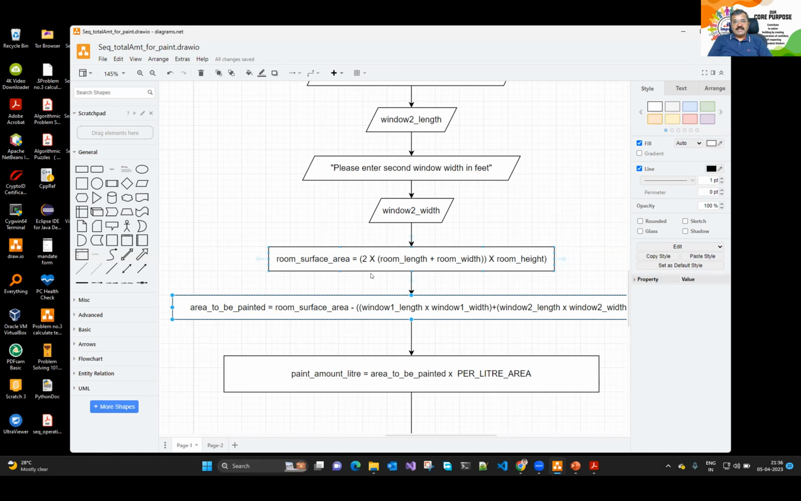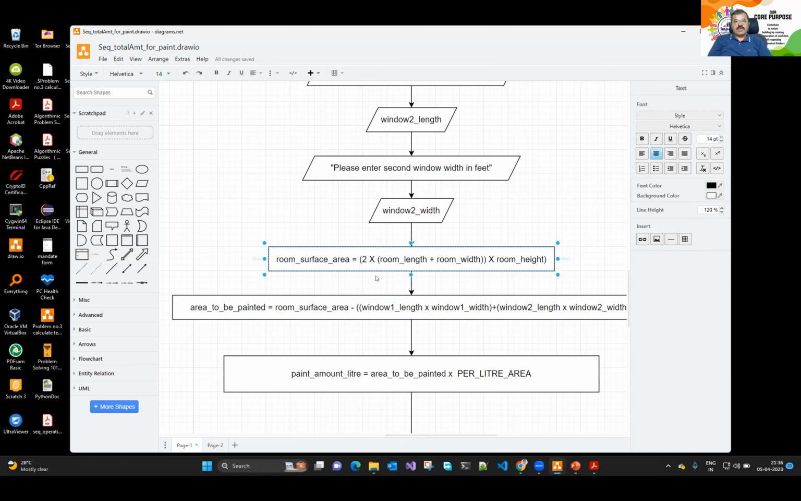So this twice, I should rather keep it outside. Okay, it will not be twice of room length into width plus height. I could rather say twice of the calculation that has been done. Let's say it like this.